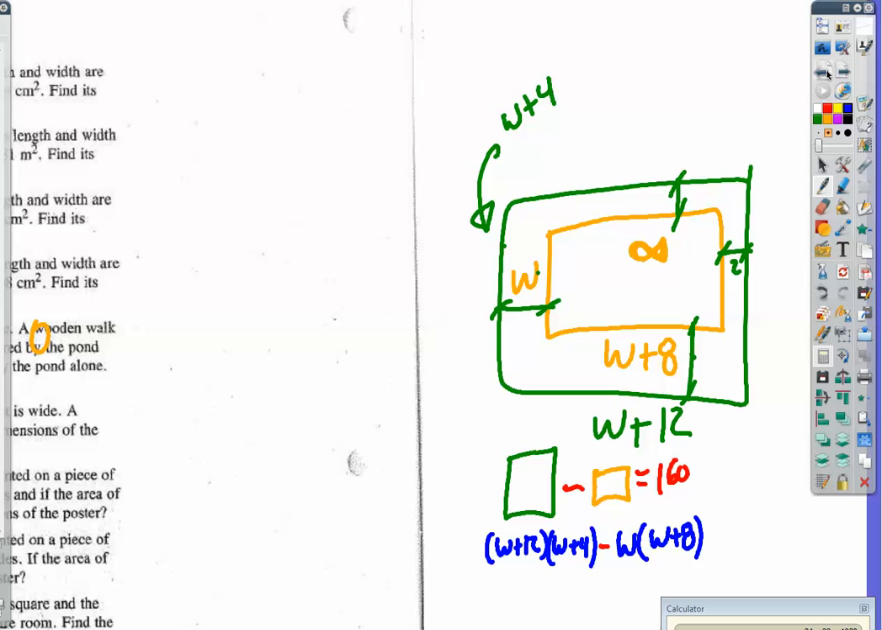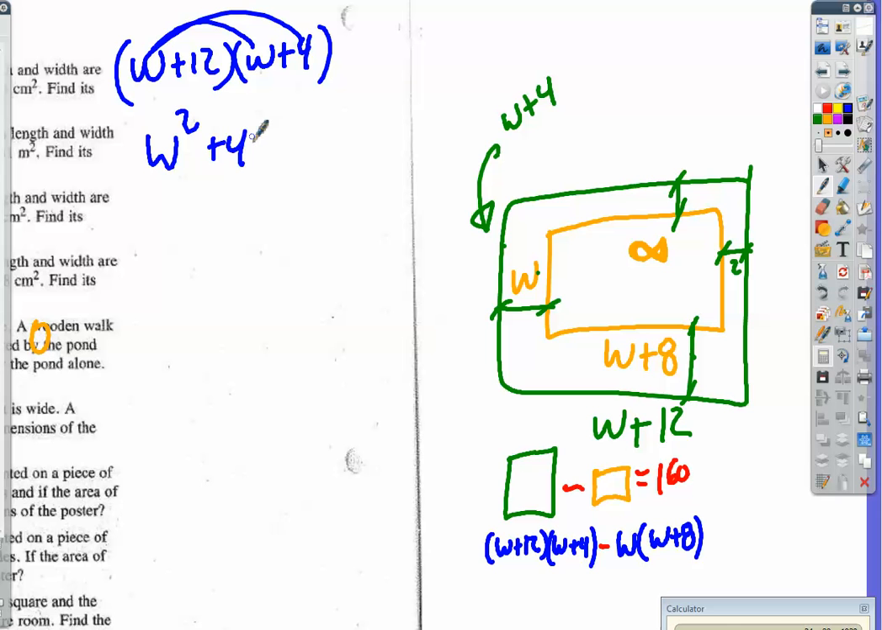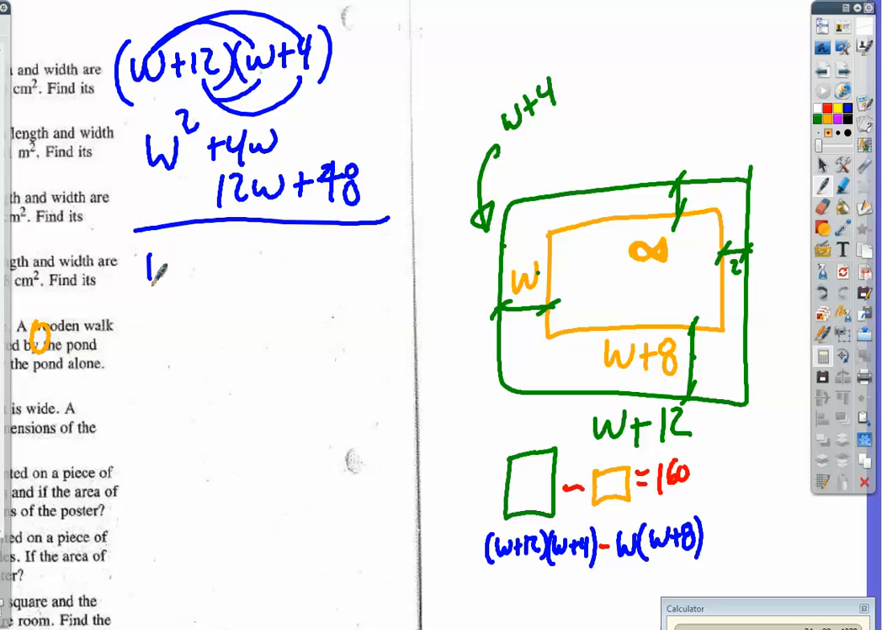All right, so I'm going to rewrite this. w plus 12 times w plus 4. w times w is w squared. w times 4 is 4w. 12 times w is 12w. 12 times 4 is 48. So add straight down, so we have w squared plus 16w, and that is a 16, right? Plus 48. Okay.